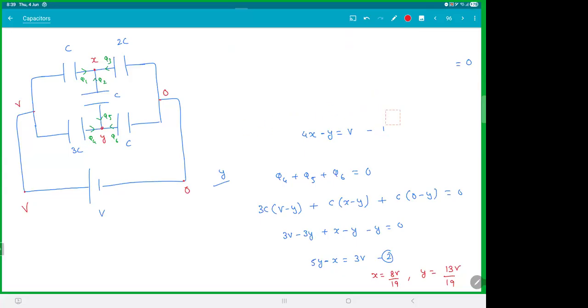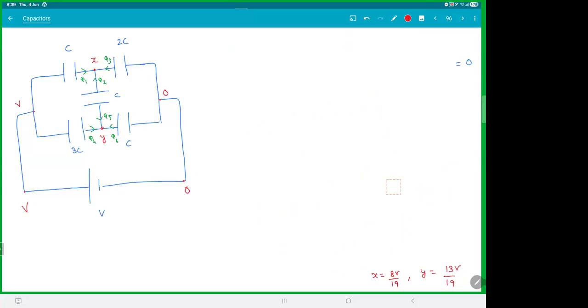Now, since you got X and Y, what is the charge flowing here? You said this is Q1 and this is Q4. That means from the battery, you're getting a charge of Q1 plus Q4. What is the definition of C equivalent? Charge coming from the capacitor, which is Q1 plus Q4 by V, isn't it? That's the definition of C equivalent, right? The charge given by the capacitor by voltage.